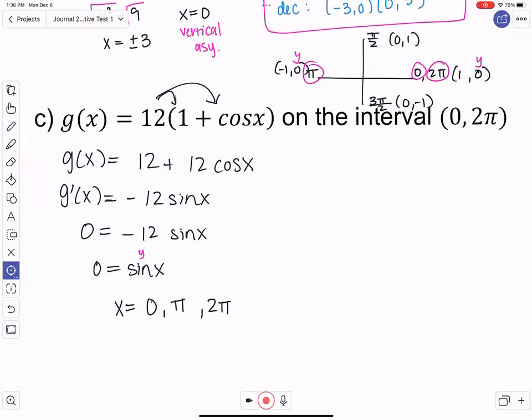Just to test you guys out, if this was cosine x and this was 0, when is cosine equal to 0? What angles is cosine equal to 0? Pi over 2? Where else? 3 pi over 2? Yeah.